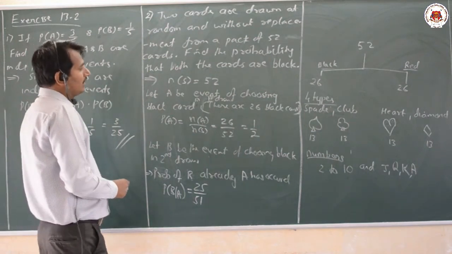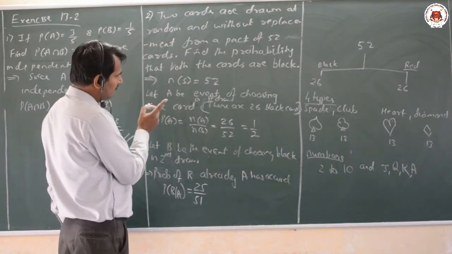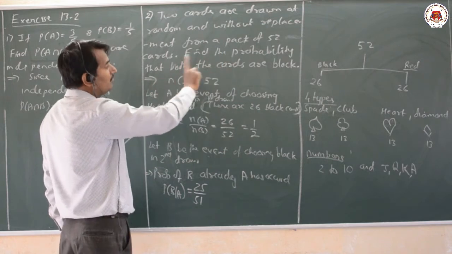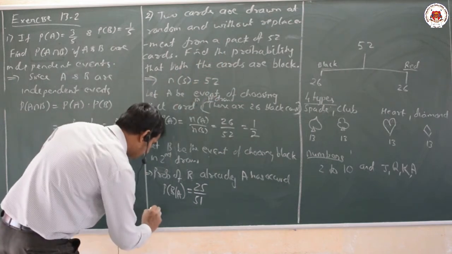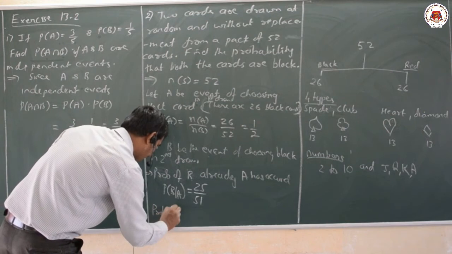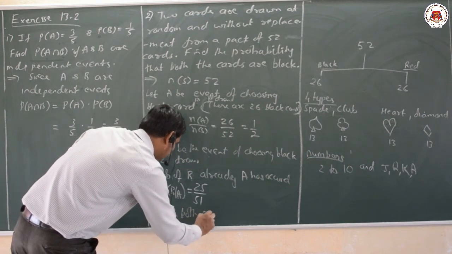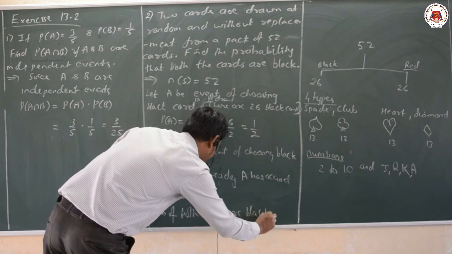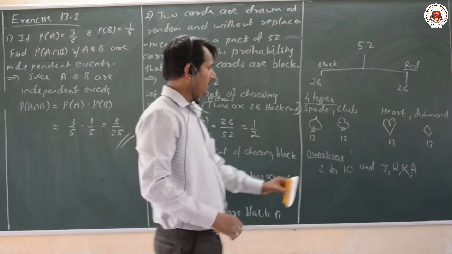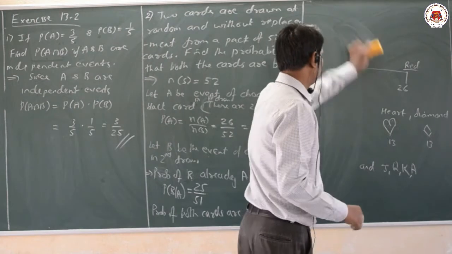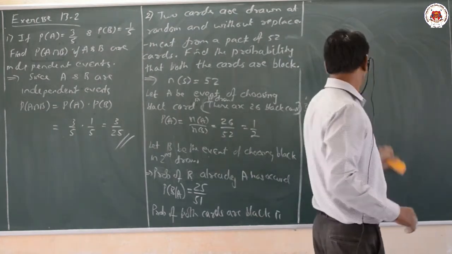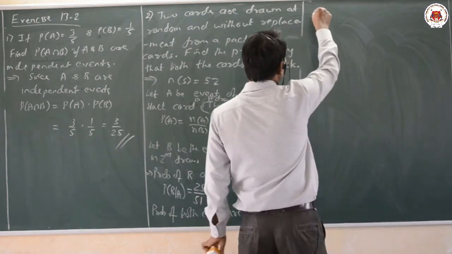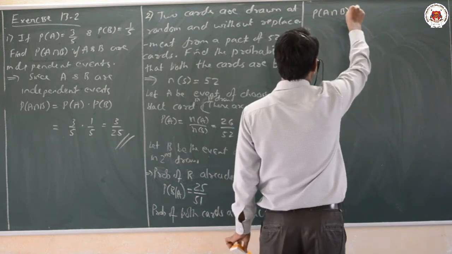Now what we require is both. Find the probability that both the cards are black. That means the probability that both cards are black is given by P of A into P of B here. What we can write here is P of A into P of B. That is nothing but P of A intersection B.